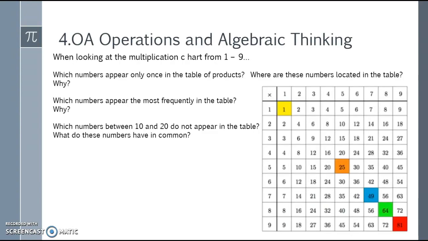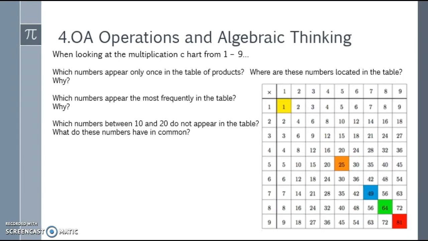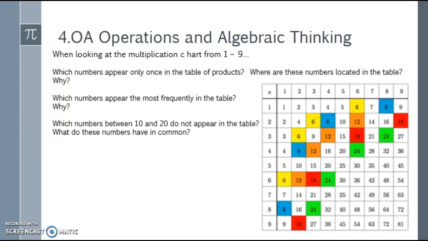So I've highlighted the numbers that only happen one time. The numbers are 1, 25, 49, 64, and 81. These numbers only happen one time. These numbers make sense because a number such as 48, which is 6 times 8 and is not on the diagonal, also appears as 8 times 6. This is the commutative property of multiplication, and several of these squares happen.